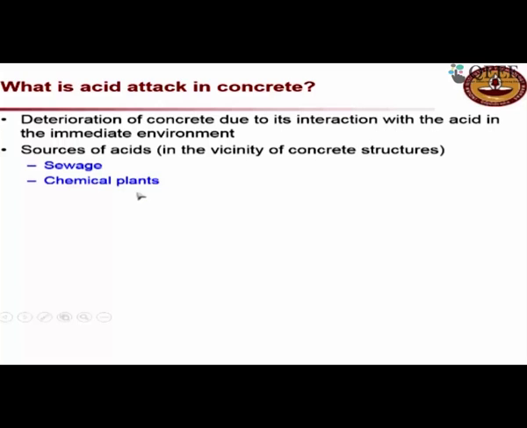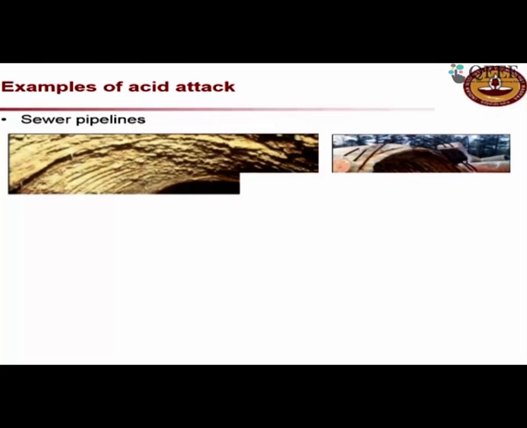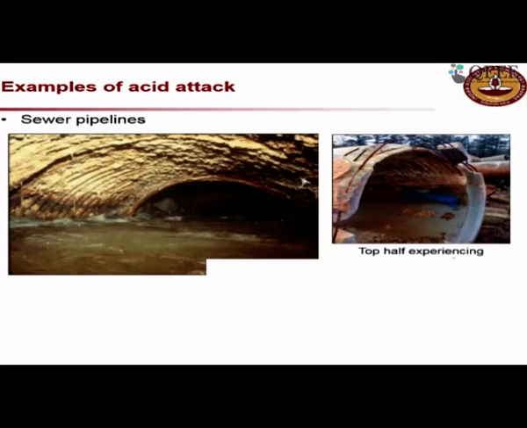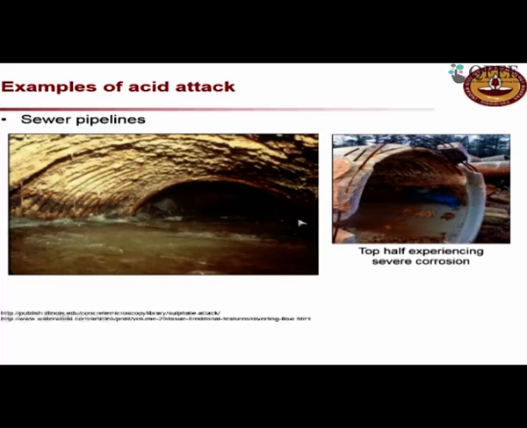And then also chemical plants, n number of chemicals, different types of chemicals which are being produced, they all can have different types of attack. They can attack concrete in different ways. Then this is the example of a sewer pipeline. This is an inside view of a sewer pipeline, where you can see the top half over here will actually get deteriorated much faster than the bottom half of the pipe, which you can very clearly see on this pipe, which is actually corroded and extracted or not in use anymore.